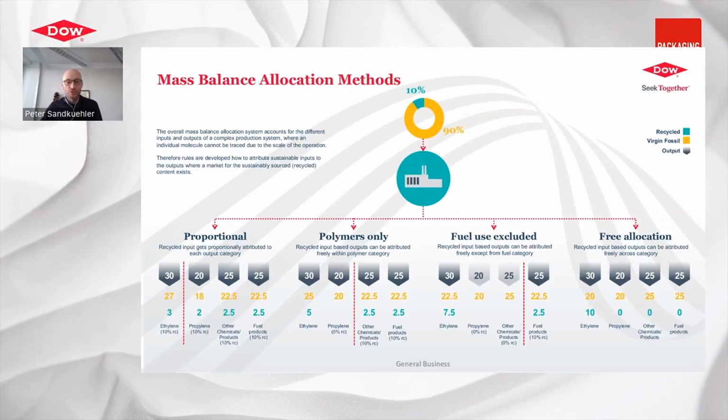An alternative view, just to illustrate it, can be seen here on this slide, where you see the different allocation systems coming from a potential 10% input of sustainable input into our units.